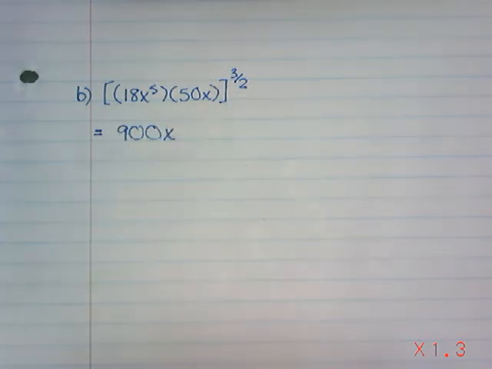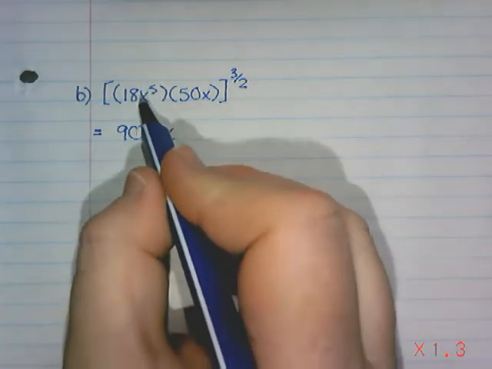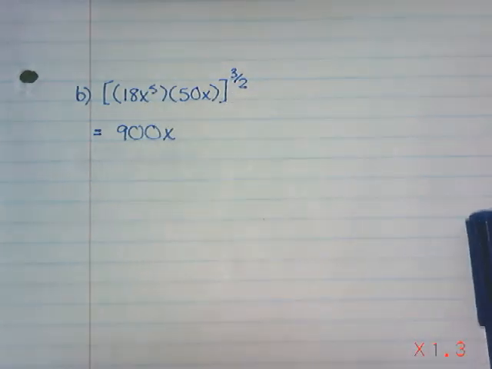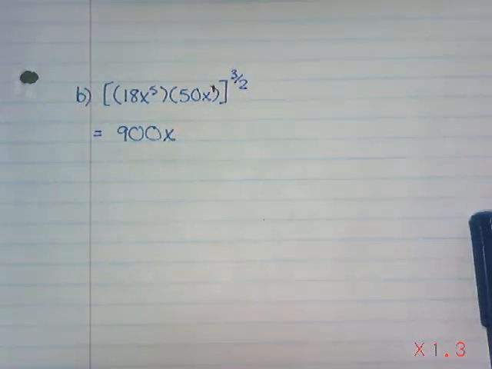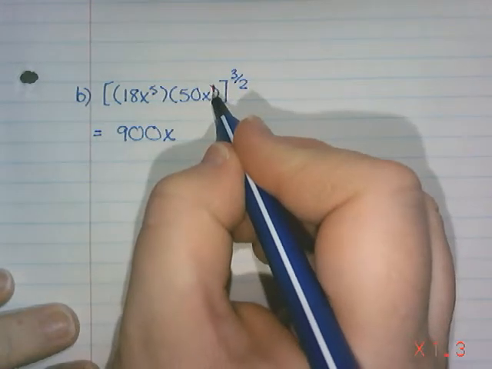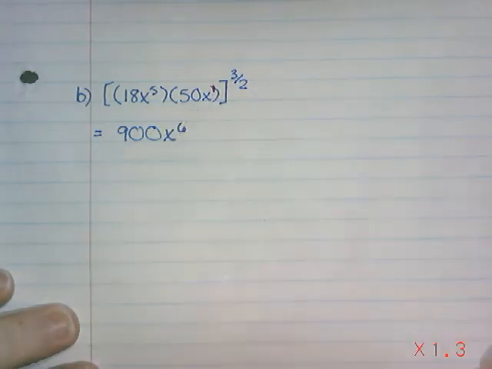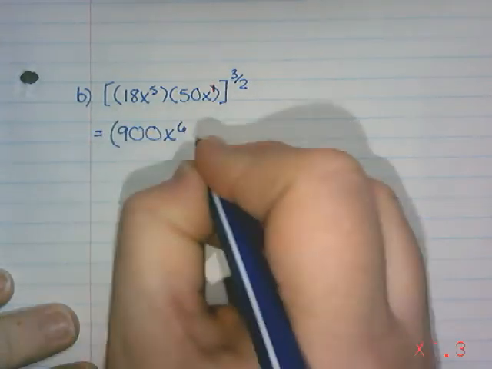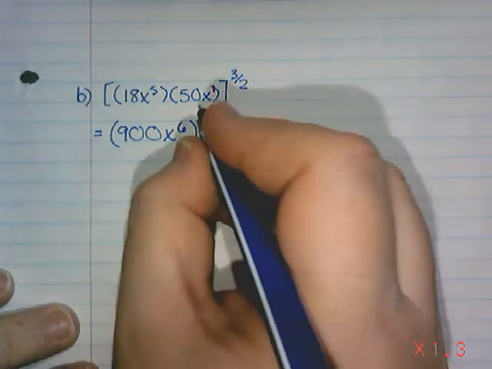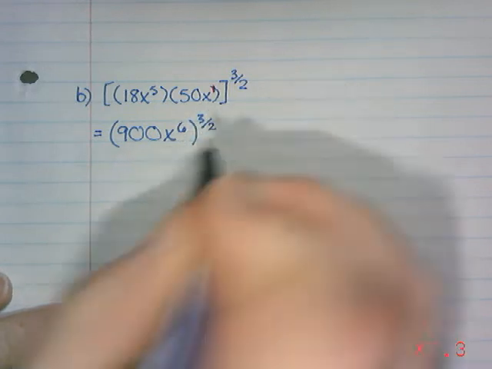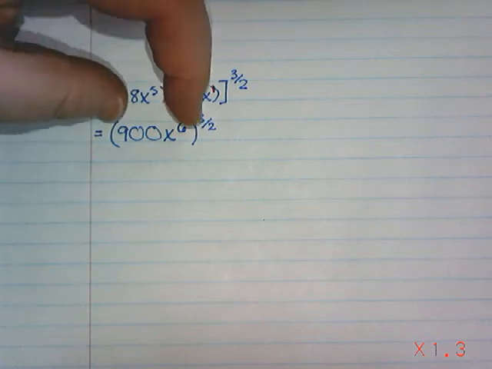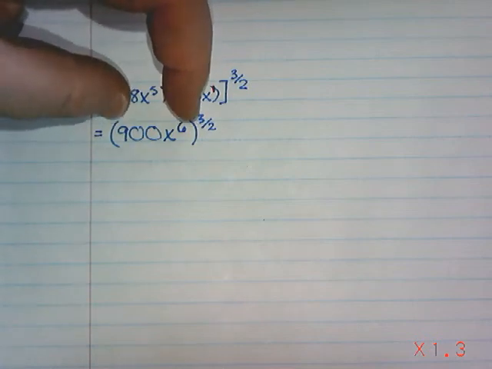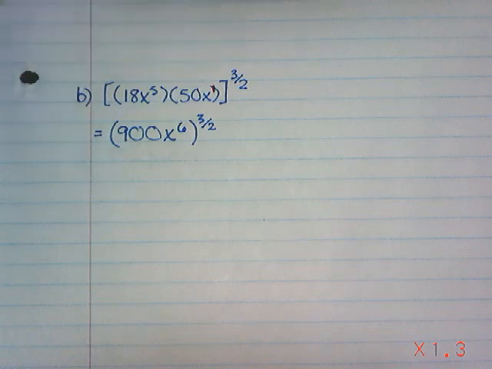And then when we multiply powers, we add their exponents. So I have x to the 5 times x. That x has a secret exponent of 1. So I would do 5 plus 1, which is 6. So this is going to be x to the power of 6. And then this is all to the power of 3 over 2. I still have a bracket, but there really isn't anything left inside to do. It really is just there to separate what's inside from that outside exponent.